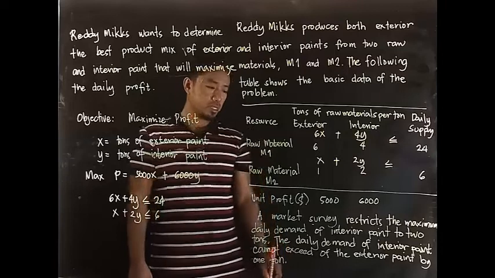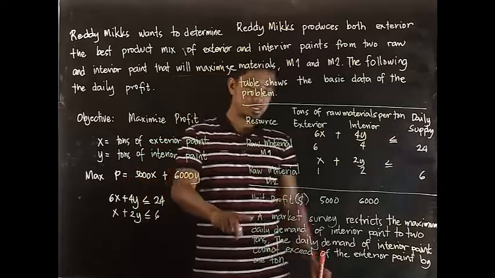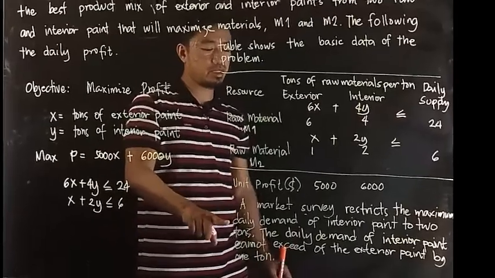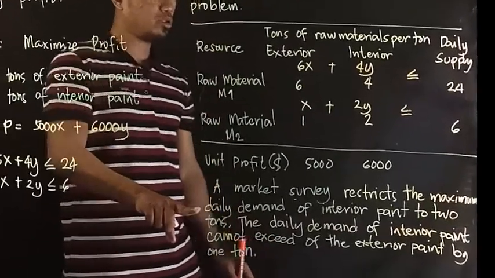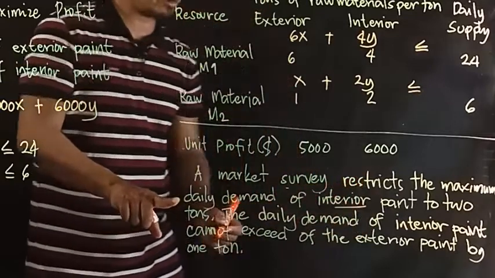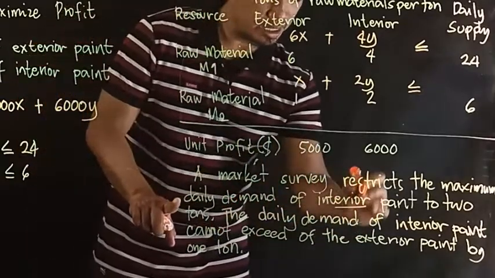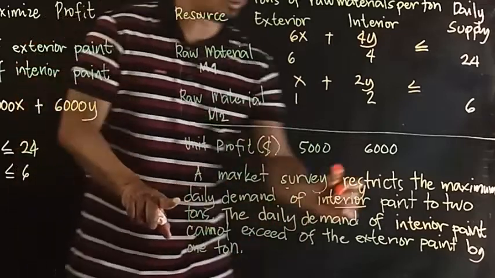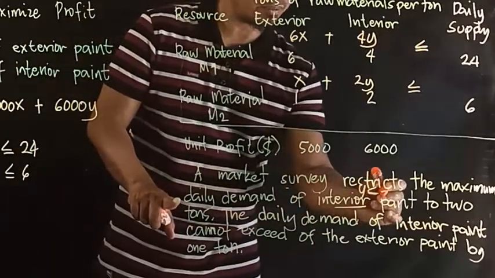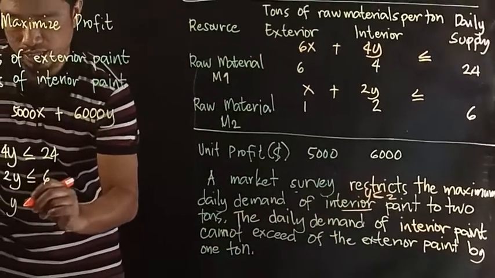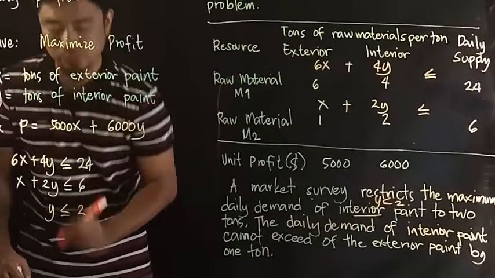And the third constraint will be coming from this statement. A market survey restricts the maximum daily demand of the interior paint to 2 tons. So the number of tons of interior paint is Y, and it is restricted to a maximum value of 2. So that's less than or equal to 2 tons. So our third constraint is Y less than or equal to 2.